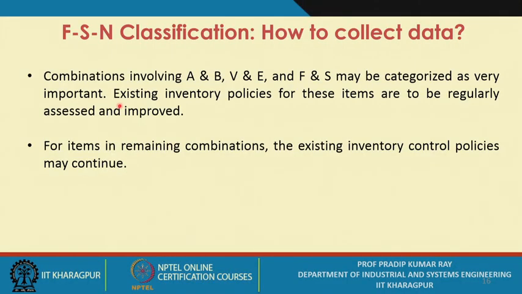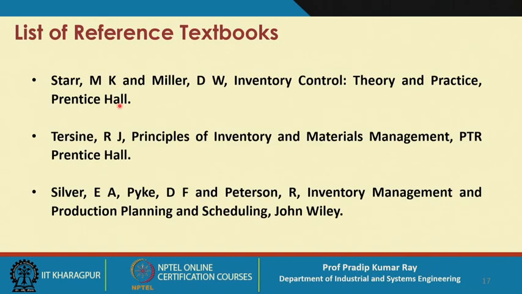The combinations involving A and B, V and E, and F and S may be categorized as very important. As I have already told you, existing inventory policies for these items are to be regularly assessed and improved. For items in remaining combinations, the existing inventory control policies may continue. So these are the concluding remarks.